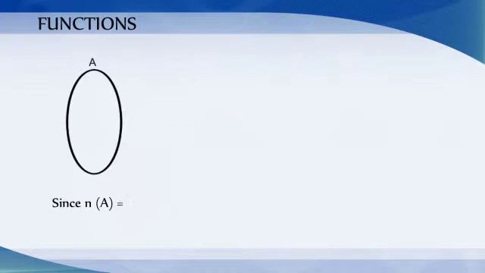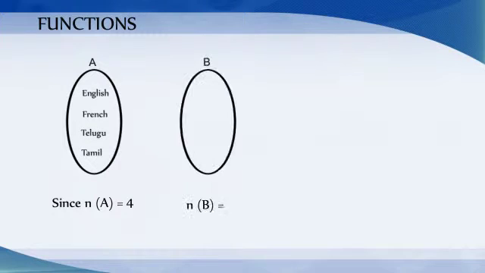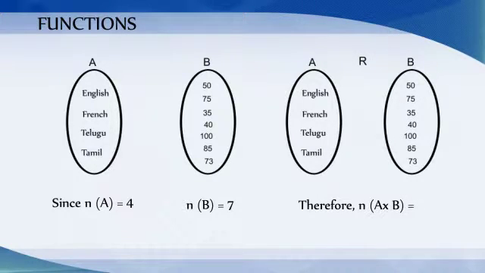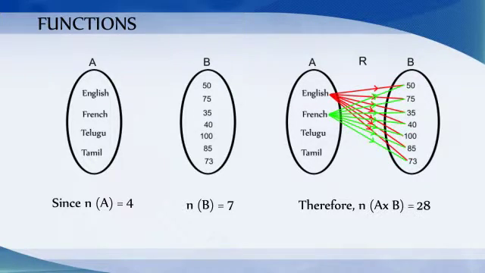Since n of A, that is the number of elements in set A, is equal to 4 and n of B, the number of elements in set B, is equal to 7. Therefore, n of A cross B, that is the number of elements in the set A cross B, will be 4 multiplied by 7, that is 28. Therefore, the number of relations that can be defined from the set A to the set B is 28.